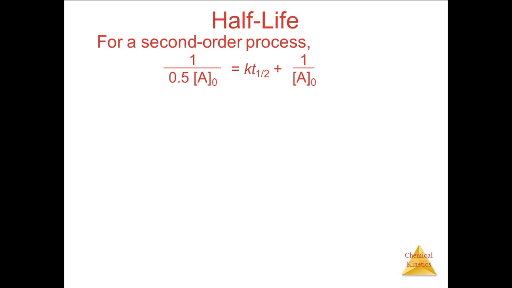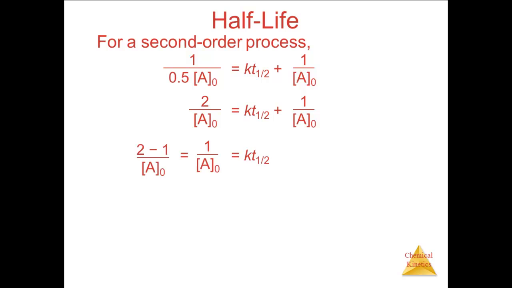This gives us the relationship 1 over 0.5 times the initial concentration of A equals K times the half-life plus 1 over the initial concentration of A. 1 over 0.5 times the initial concentration of A is 2 over the initial concentration of A. And when we move the two concentration terms to the left side, we get 1 over the initial concentration of A equals K times the half-life. When we solve for the half-life, we get 1 over the product of the initial concentration and the rate constant equals the half-life.